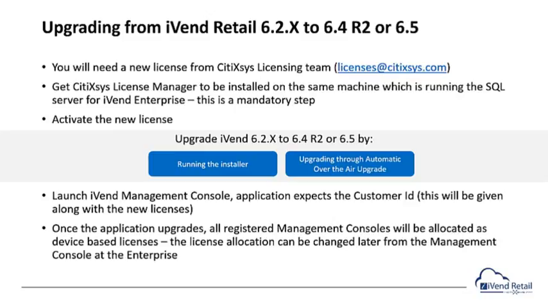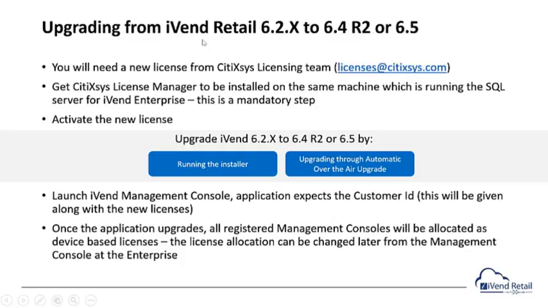In that case, let's move on to the last but one topic, upgrading an older version of iVend, let's say the 6.2.x series, to 6.4R2 or 6.5. The licensing model remains the same, be it 6.4R2 or 6.5. So the way it works is, if you're upgrading from a 6.2.x series, you would first need to have a license from the licensing team, because the licensing model is very different in 6.4R2 as compared to what it used to be earlier.